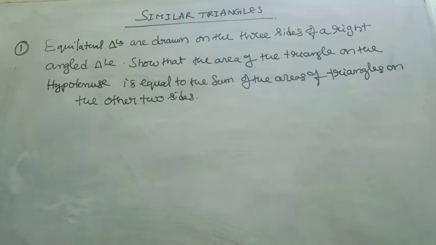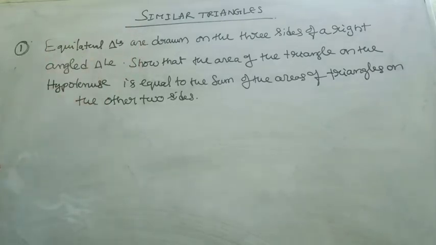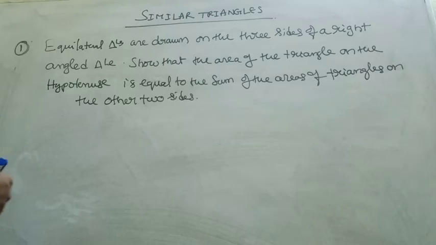Okay, my dear students, now equilateral triangles are drawn on the 3 sides of a right angle triangle. Show that the area of the triangle on the hypotenuse is equal to the sum of the areas of triangles on the other 2 sides. This is what we actually require to prove.